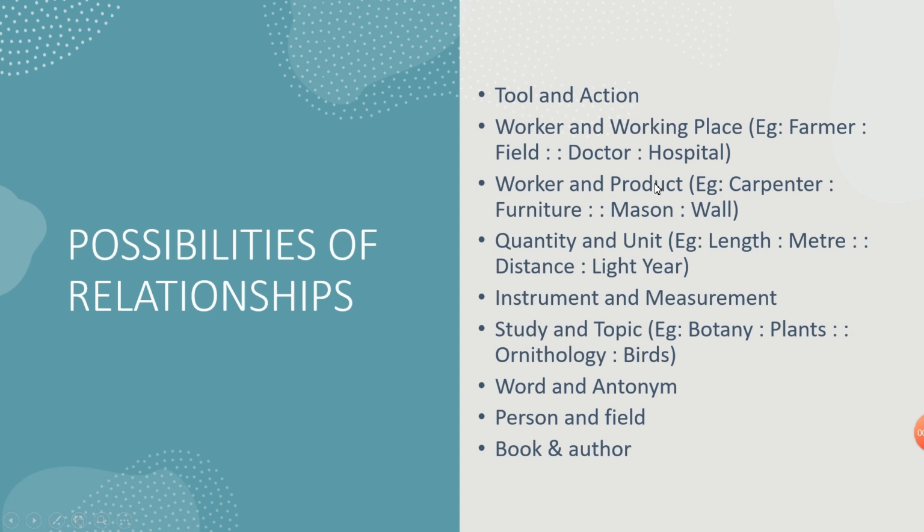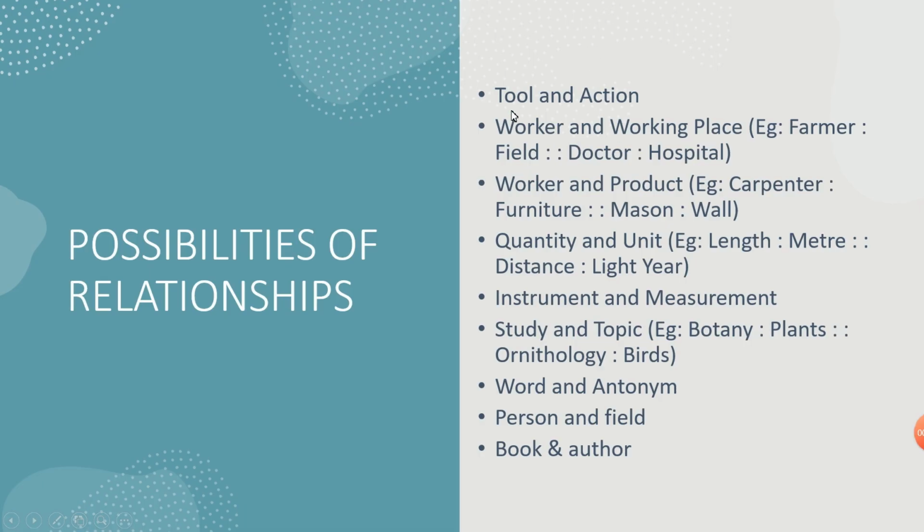Next, worker and product: carpenter, furniture, mason, wall. Next, quantity and unit: length, meter, distance, light year. Next, instrument and measurement. Another one is study topic: botany, plants, ornithology, birds. And another 3 are word and antonym, person and field, book and author. This book and author is a very rare case, because not everyone knows all the authors, but still that is also a possibility. So you have to be careful when attempting the questions.